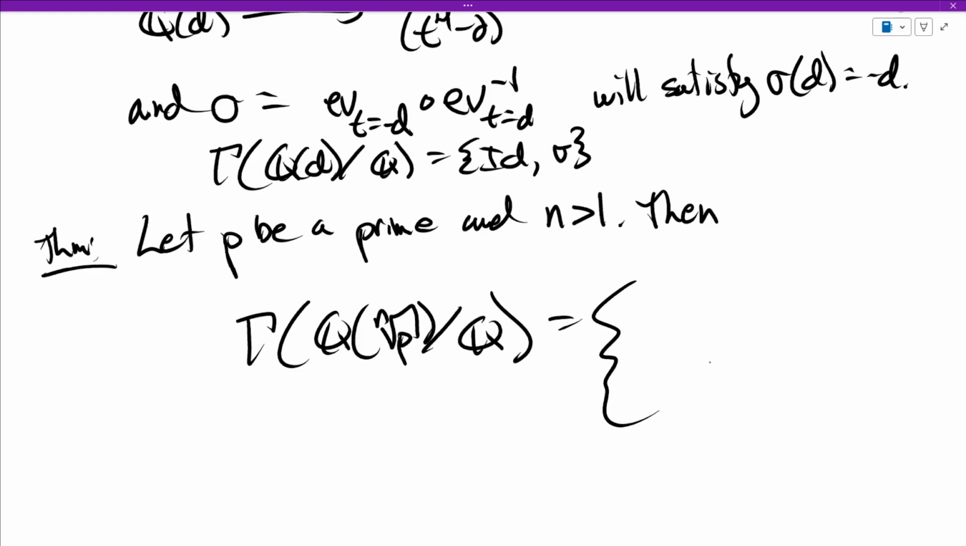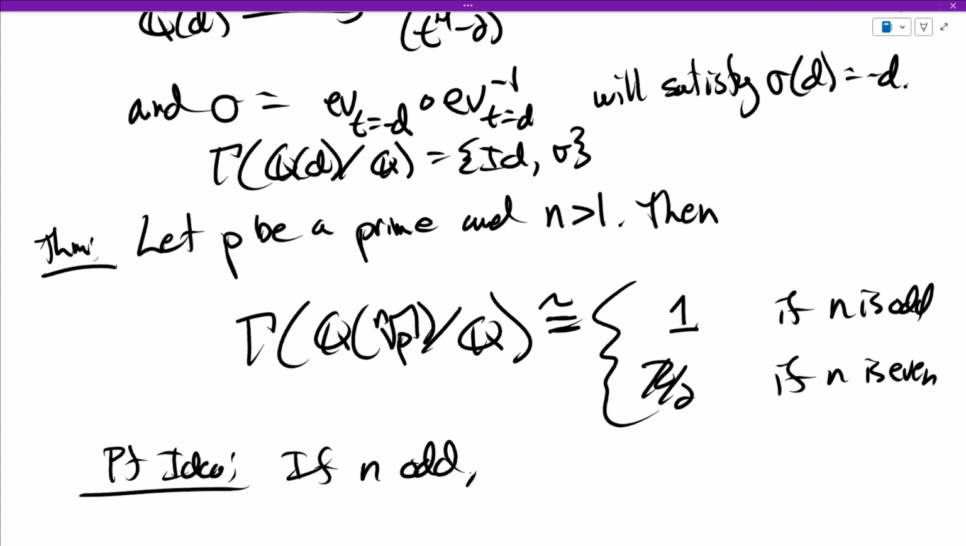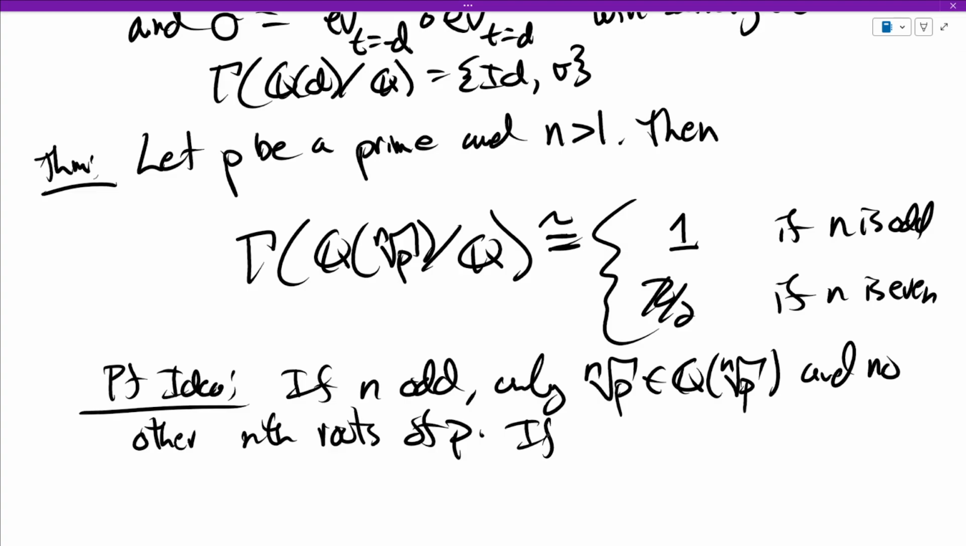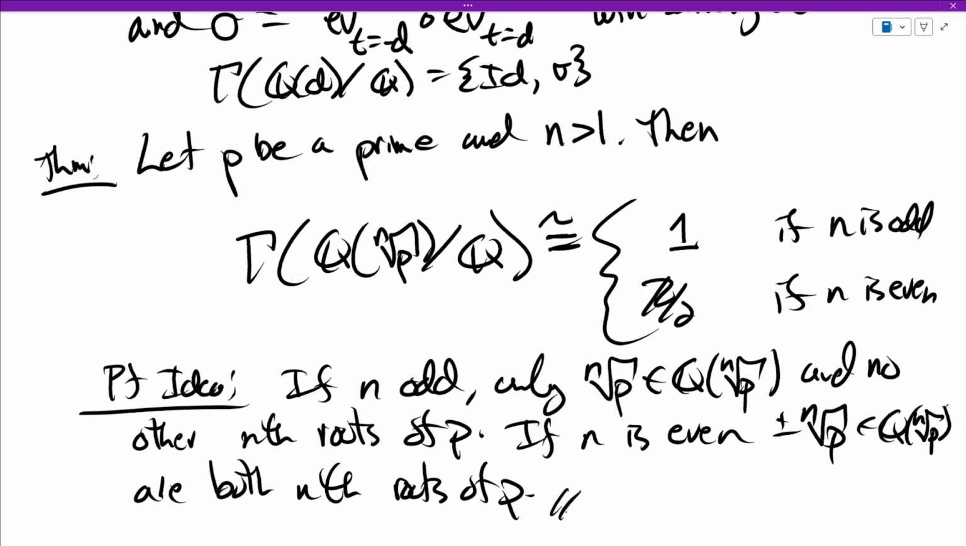The Galois group here is going to be the trivial group if n is odd, and it's going to be Z mod 2 if n is even. And of course, I don't mean equals, I mean isomorphic to. Okay, and the reason is, so proof idea, if n is odd, only the nth root of p is in Q adjoin the nth root of p, and no other nth roots of p. So it must fix it. And so it must be the identity, any automorphism. If n is even, plus or minus the nth root of p is in Q adjoin the nth root of p, and both are nth roots of p. And so there's an automorphism that will negate when n is even, and the negation is not an automorphism when n is odd. And that's roughly what happens.